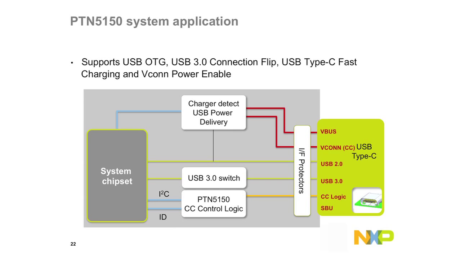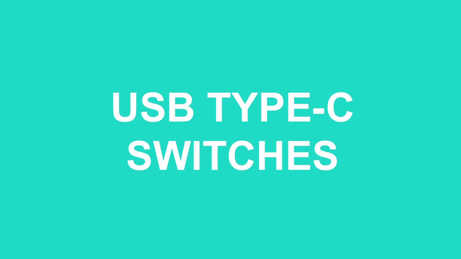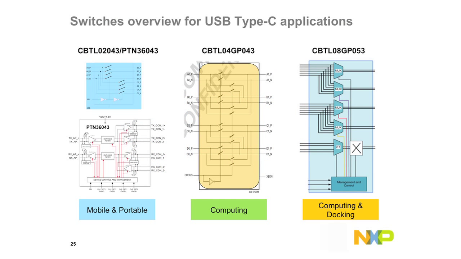So again, to reiterate, this is a system solution using 5050. So if you just support a 15-watt system, you can use a USB 3 switch, a CC Logic device, and potentially a load switch. And this is a real quick snapshot of different switches that are available at NXP. So on the top left is a simple 2-to-1 switch. So if your application is only for USB 3.1, then all you need is a 2-to-1 switch.